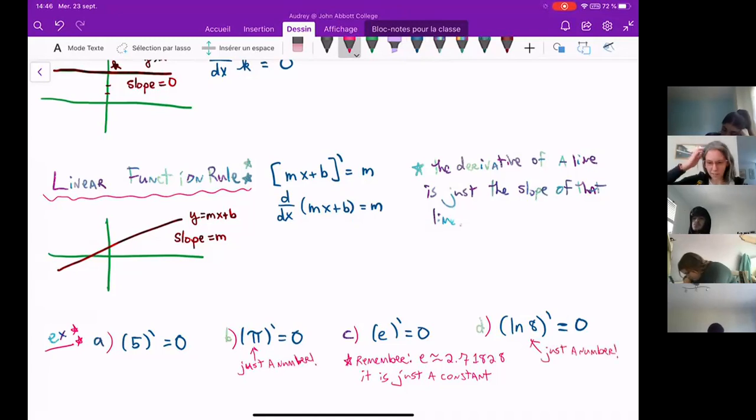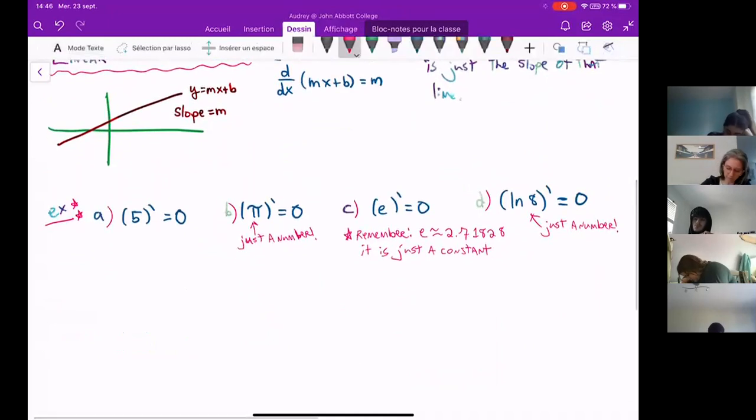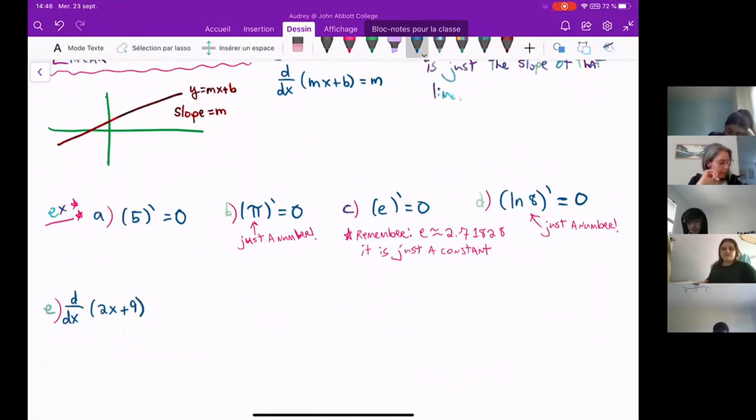Does that make sense? What about this? D dx, so again, that's saying differentiate, take the derivative of 2x plus 9. You got it, Mikhail. 2. This is a line that has a slope of 2.